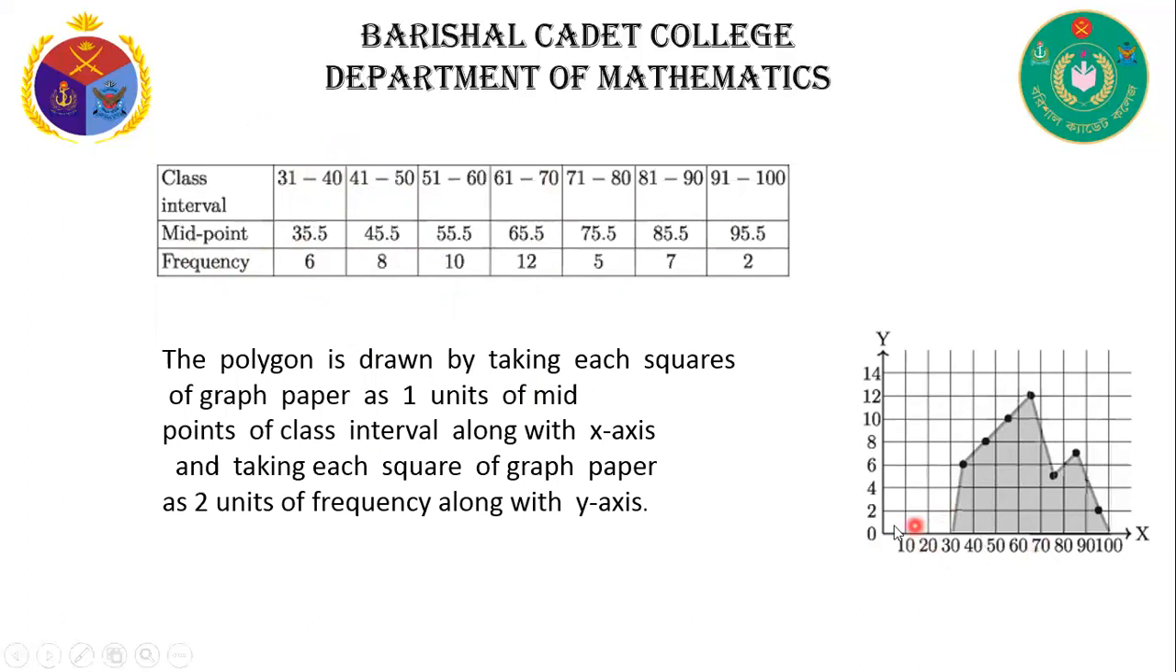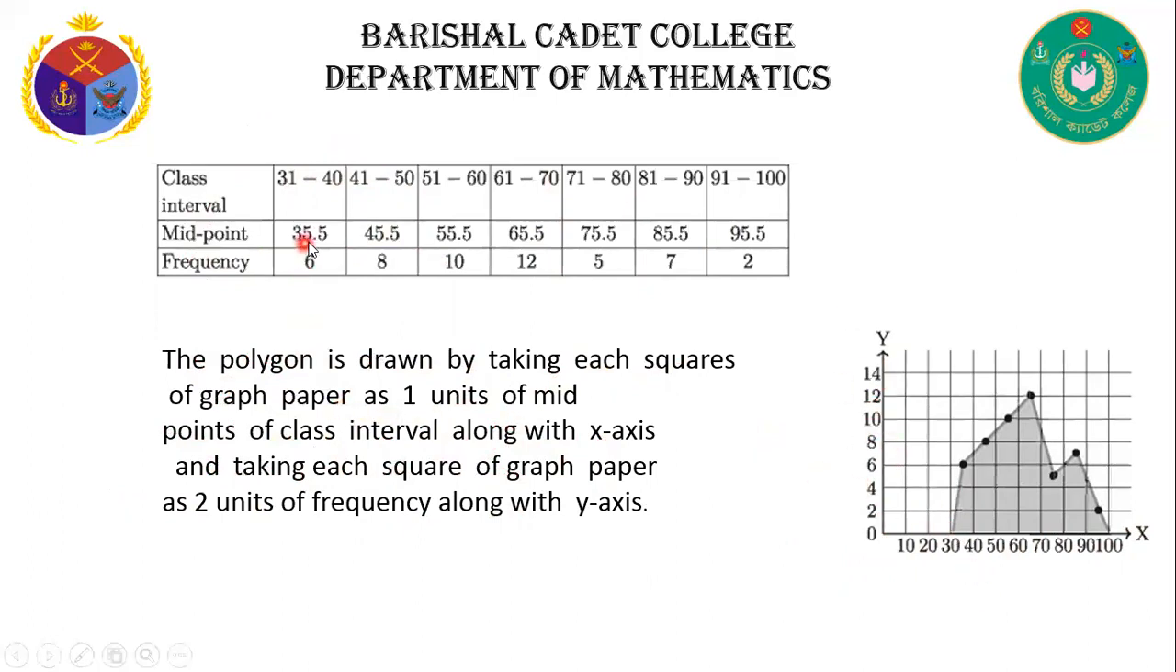Here the midpoints of the class intervals are along the x-axis. The polygon is drawn by taking on square graph paper 1 unit for the midpoints of the class interval along the x-axis, taking each square of the graph paper as 2 units, and the frequency along the y-axis.